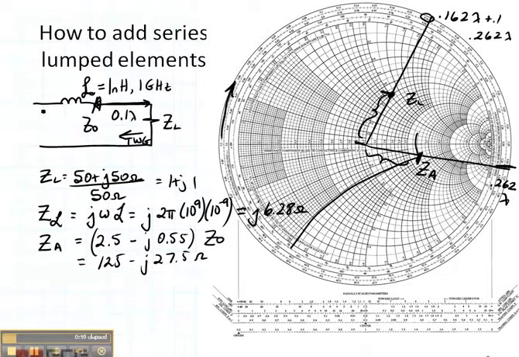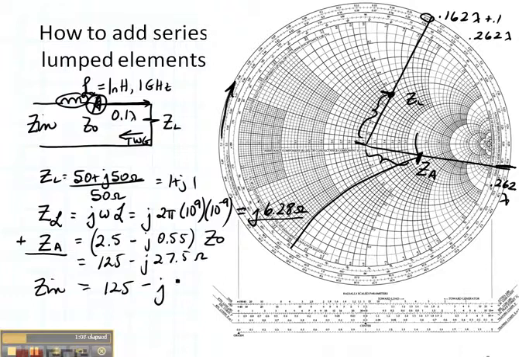If I want to know the input impedance, because this impedance is in series with this one, Zin is just the sum of these two. So let's see what it is. Zin is going to be 125. Notice that this is strictly real. And then I'm going to take minus 27.5 and add 6.28, which gives me minus j21.22 ohms. That's the input impedance.